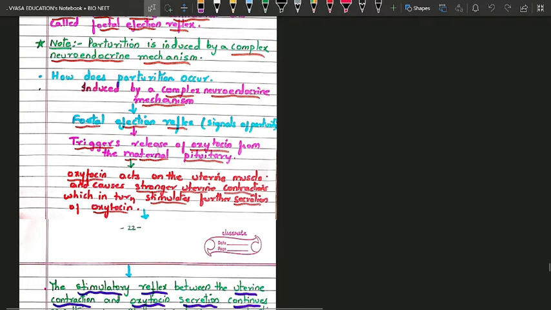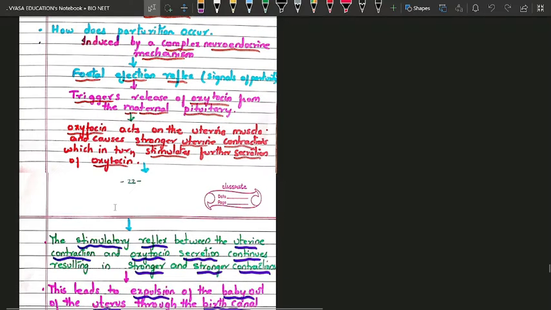Oxytocin is released. Oxytocin acts on the uterine muscles and causes stronger uterine contraction. Oxytocin is a hormone; it increases the contraction of the uterus. So when the uterine contraction increases, what happens? It in turn stimulates the further secretion of oxytocin. The oxytocin hormone is very, very important for parturition. You have to just remember this word, oxytocin hormone. And where is it released from? It is released from the maternal pituitary. This is very, very important.